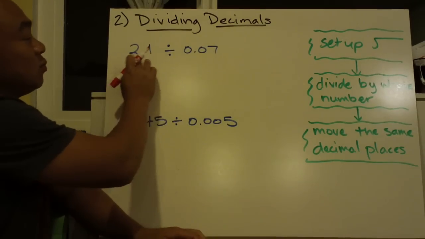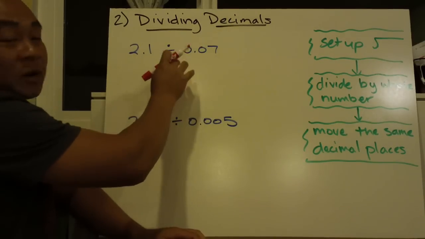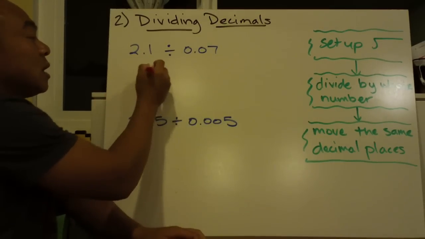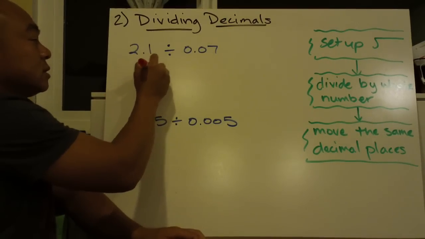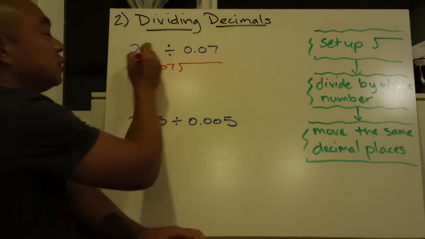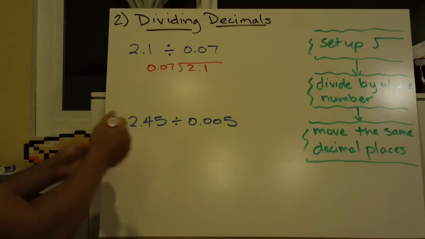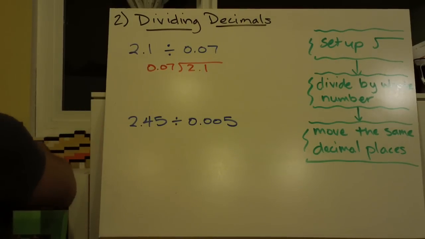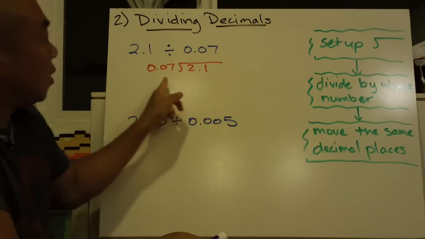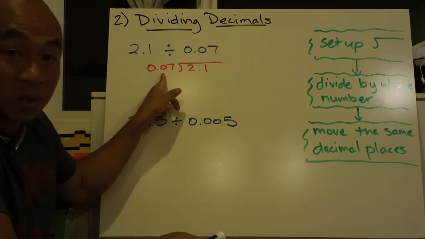So again, this is 2.1 divided by this, which means we're trying to find out how many of this is going to fit into 2.1. So I'm going to go and write it down as 0.07 divided into 2.1. Okay. So we've set it up. Now we're going to divide by a whole number. Since that's not a whole number yet, we're going to go ahead and make this into a whole number.